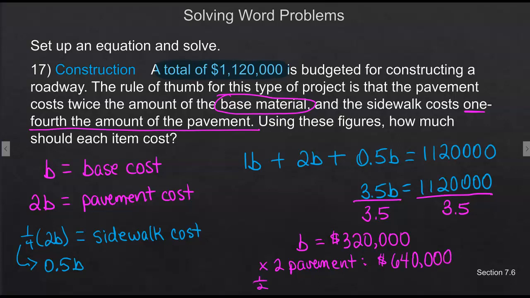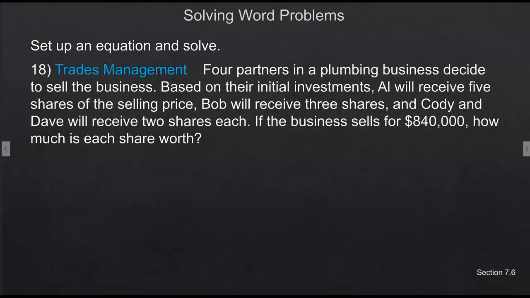And then B times 1/2 to get our sidewalk cost, which is $160,000. Now you can check this. If you add up 320 plus 640 plus 160, those are all in thousands, then you end up with 1,120,000. So then you can see that, oh yes, it does work, right? All right. So we have one more equation to write.